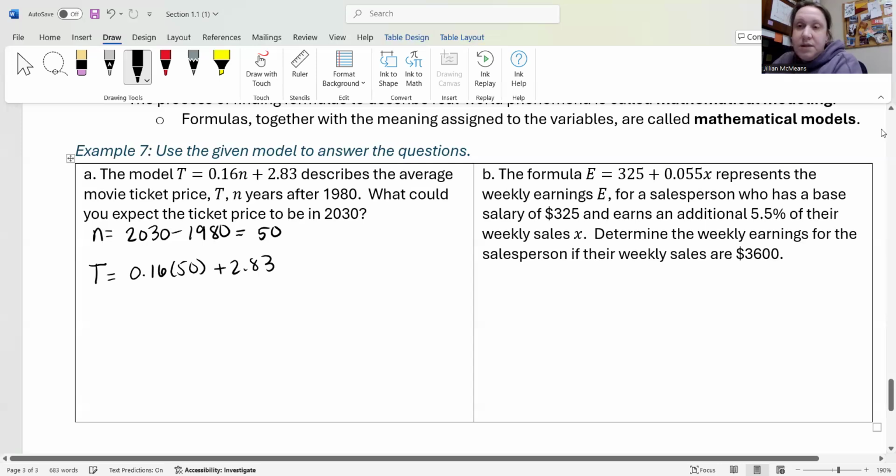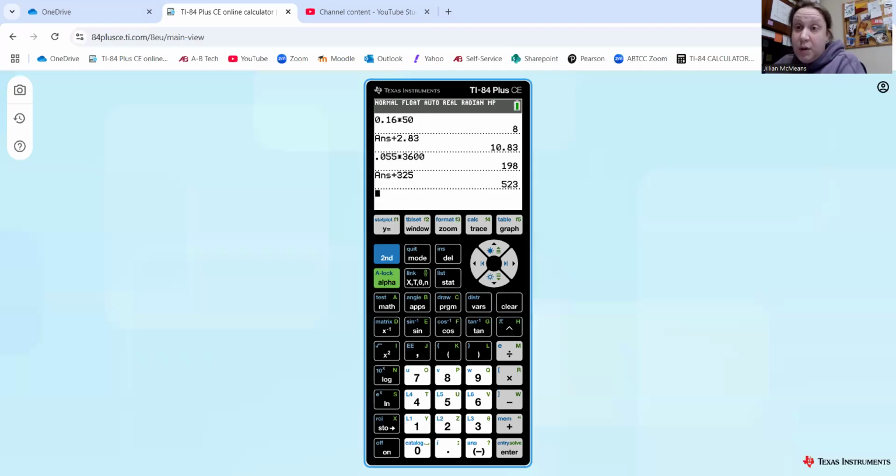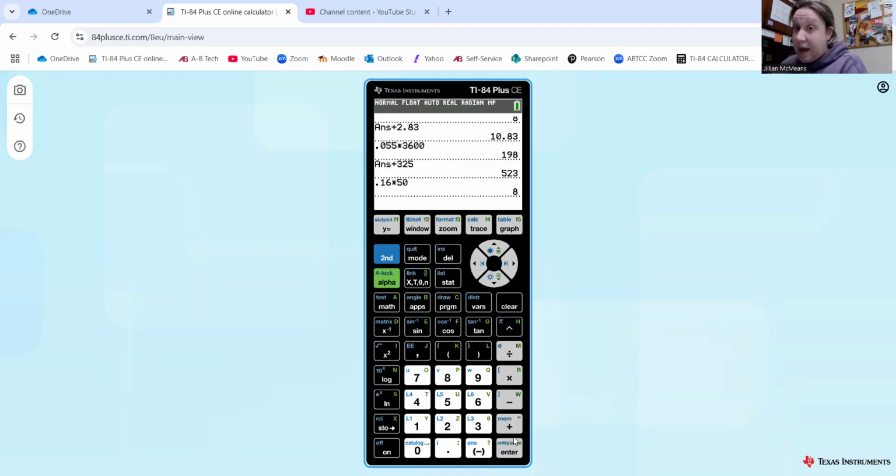Now, this is stuff that we could absolutely do on paper, but at this point in this math class, we let you use your calculators a bit more. So if you have a calculator, go ahead and get that out. I'm going to switch screens quickly. Remember, we were checking to see what the ticket price could be expected to be in 2030. That's when N is 50. The first thing I need to do, because I'm going to follow the order of operations, is multiply 0.16 times 50. That gives me 8. And then to that, I want to add 2.83. So we could expect the average ticket price in 2030 to be $10.83.